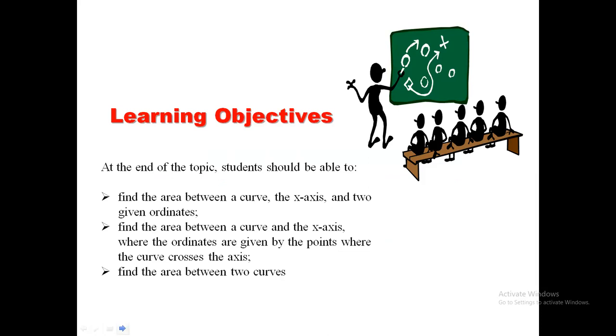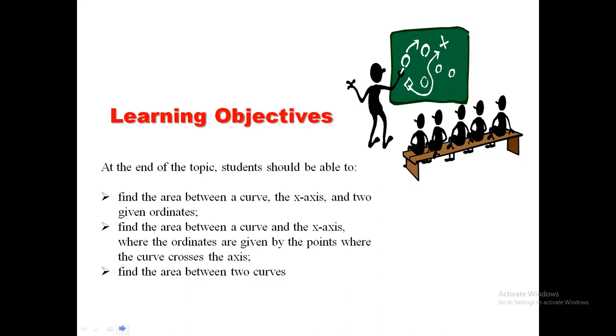and the x-axis. Now for the second objective, students should be able to find the area between a curve and the x-axis where the ordinates are given by the points where the curve crosses the x-axis. So this time, we are to determine the point of intersection of the curve and the x-axis, and these points of intersections would be our limits of integration, because our area of concern is then bounded by these intersection points of your curve on the x-axis.